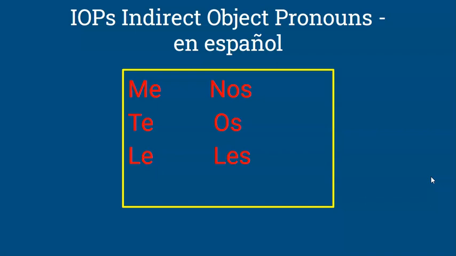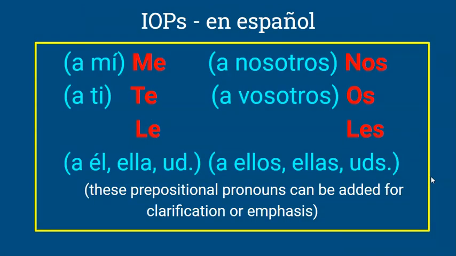Nos, os, les. Again, the to whom or to what or for what something is happening. Sometimes you'll see it like this with added prepositional pronouns. Again, they're added there for clarification or emphasis. Maybe somebody wants to emphasize, pues a mí me gusta el chocolate.